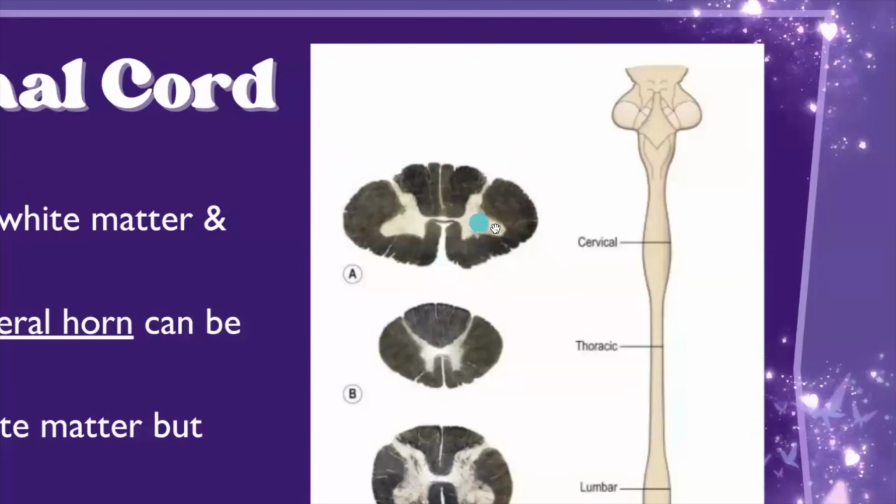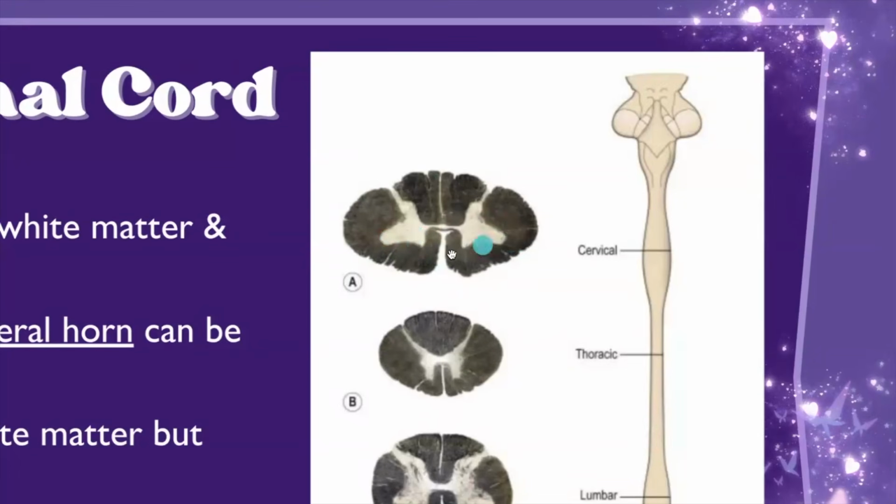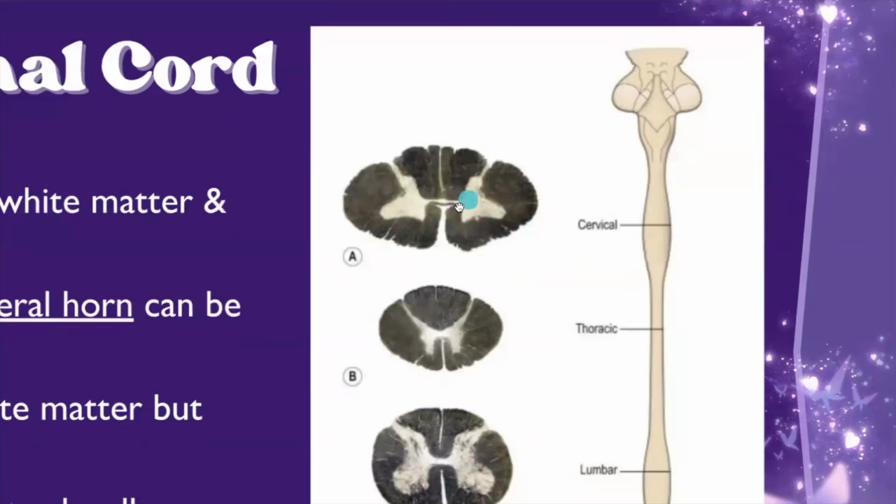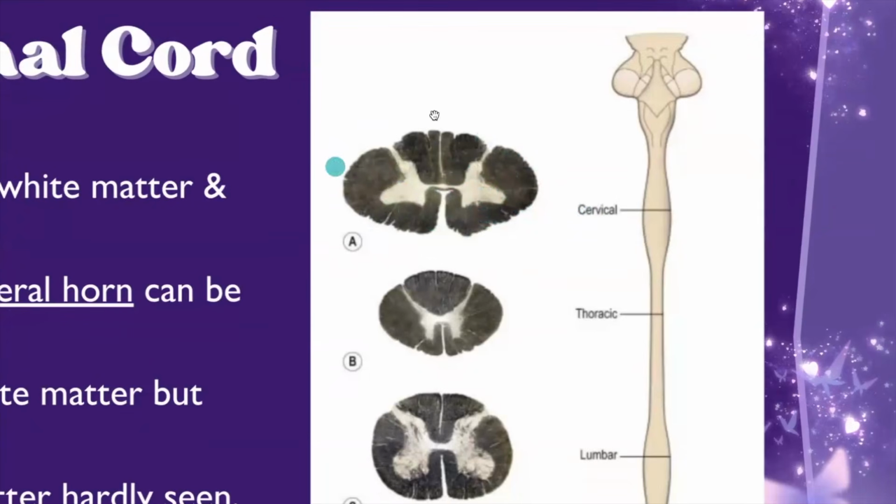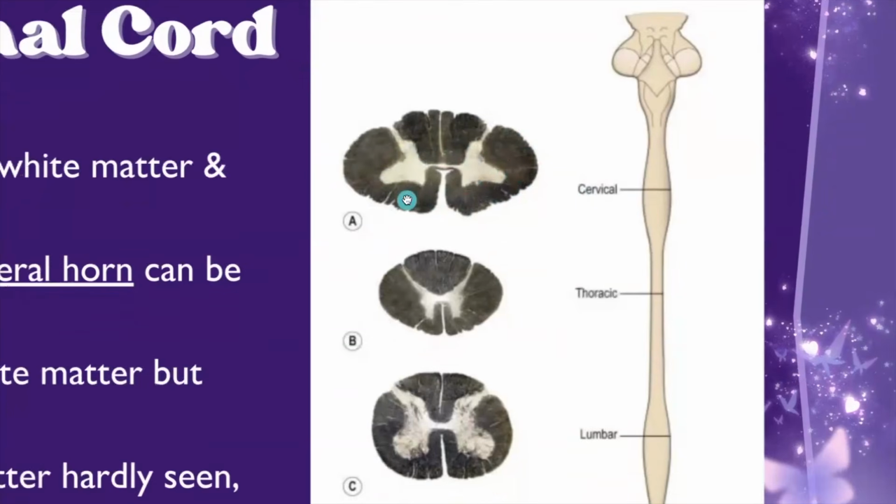You will also see that the anterior gray horn here is very, very big. That is because this would contain the motor cell bodies of the neurons that would supply the plexuses. So here you have the cervical and the brachial plexuses that would supply the upper limbs, and that is why you have a large anterior gray horn.